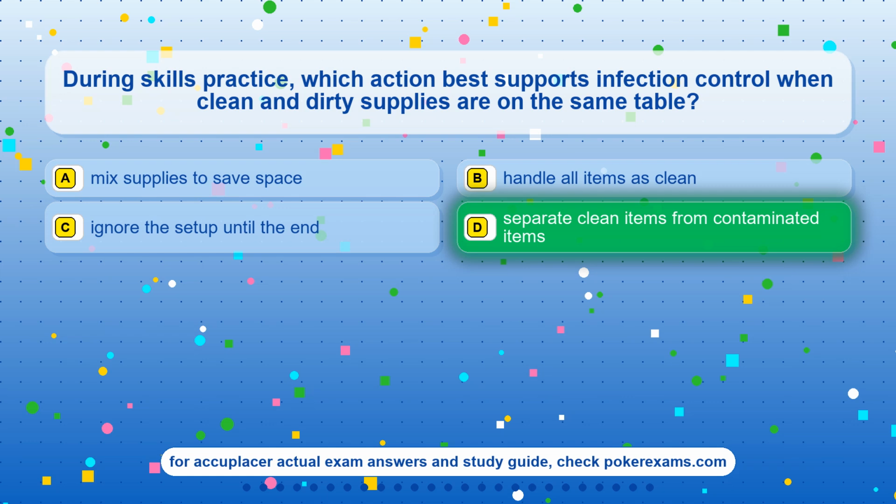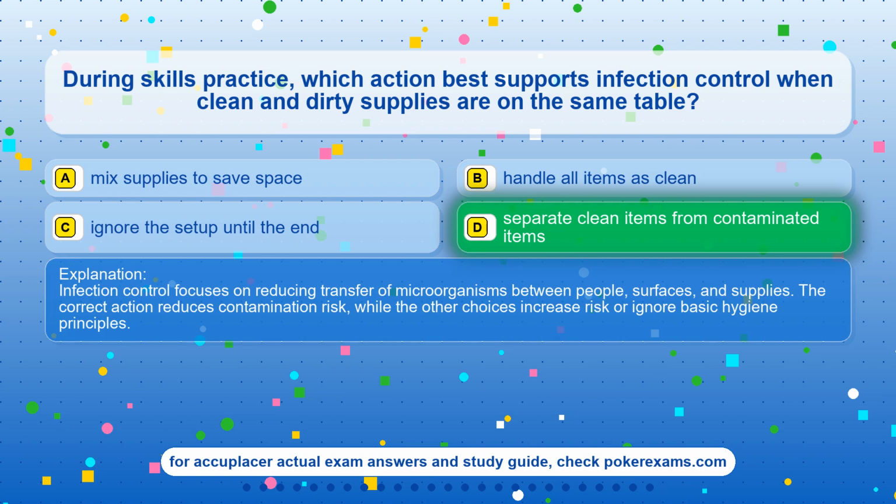The correct answer is option D. Separate clean items from contaminated items. Infection control focuses on reducing transfer of microorganisms between people, surfaces, and supplies. The correct action reduces contamination risk, while the other choices increase risk or ignore basic hygiene principles.